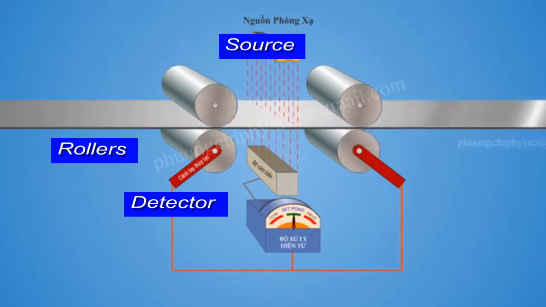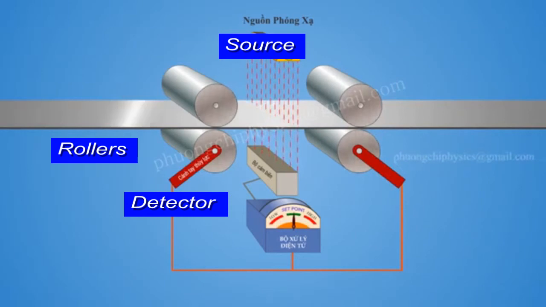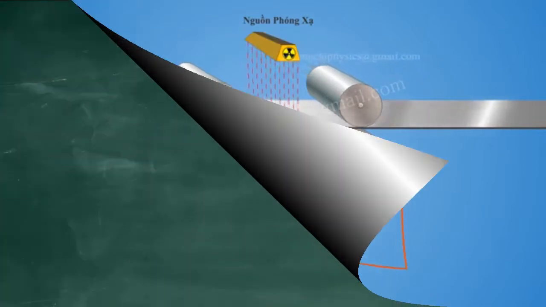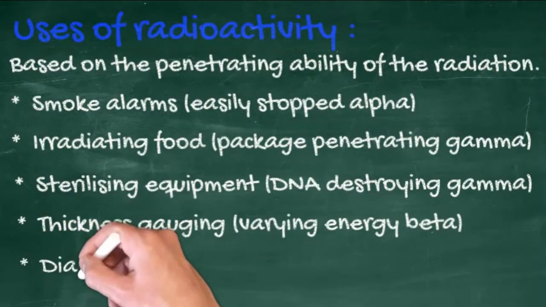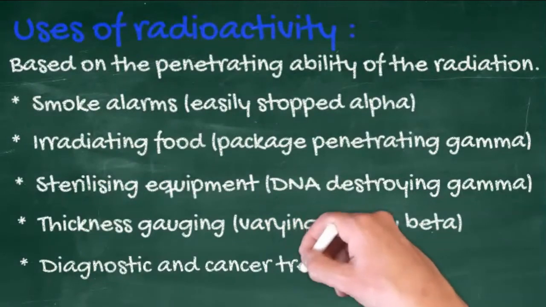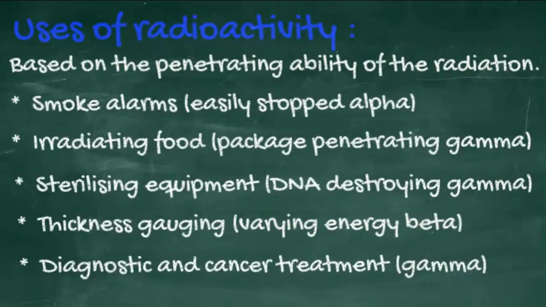If the radioactive count goes up, the steel is too thin and the rollers are moved apart. If the radioactive count goes down, the steel is too thick and the rollers are squeezed closer together. This is a continuous monitoring process which is used for sheets of materials like steel, cling film or even toilet paper. The last area to look at is the diagnosis and treatment of cancer, and this is improving all the time.